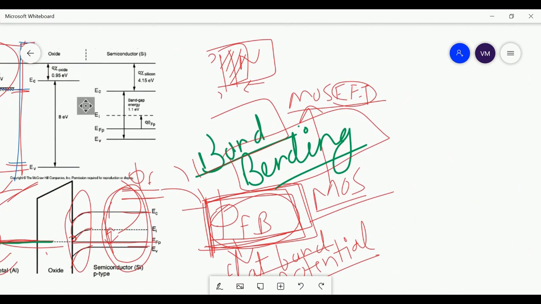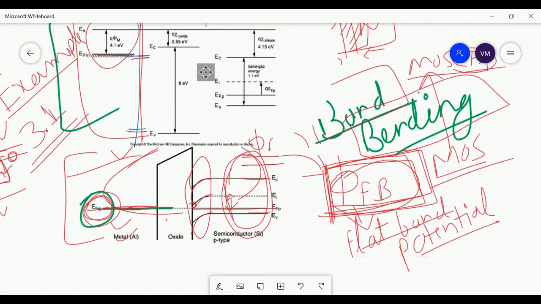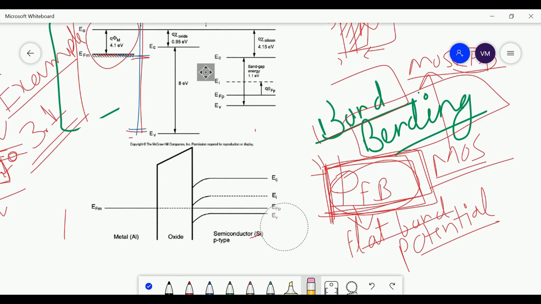Now let's move forward. Again, some voltage needs to be applied to remove this band bending. Similarly, as you already studied in your PN junction diode, some voltage needs to be applied to remove the depletion layer between the PN junction. Fine, that is known as the threshold voltage of the diode. Similarly, for the MOS structure also, there is a voltage which you can apply between these two terminals.